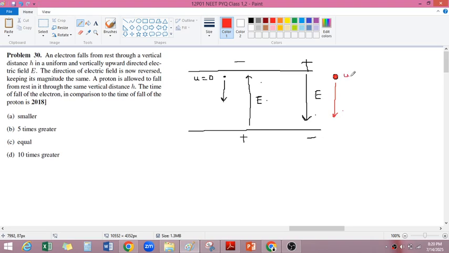So this is also 0. So this is also having a distance of h. The time of fall of the electron in comparison to the time of fall of the proton. Any quick ideas? Which one will fall faster, proton or electron? Or same?